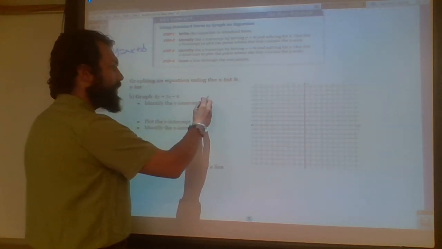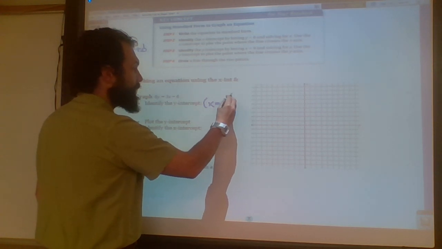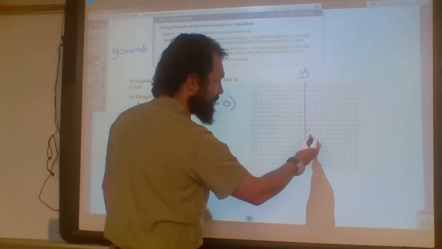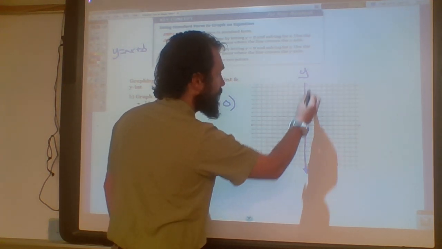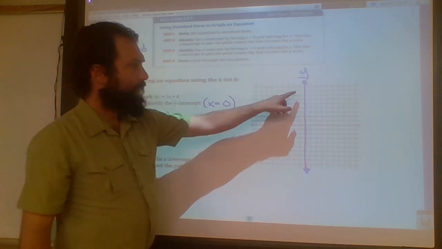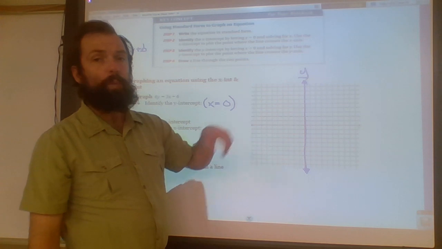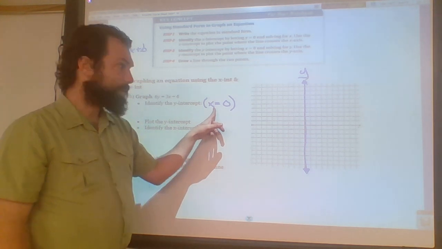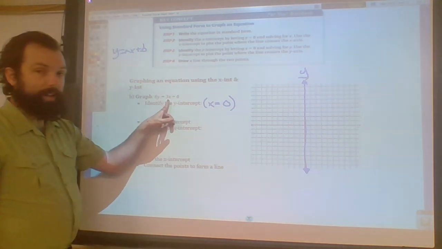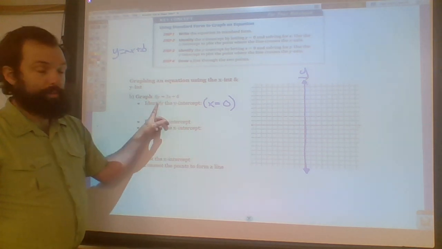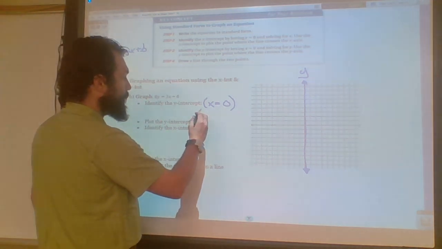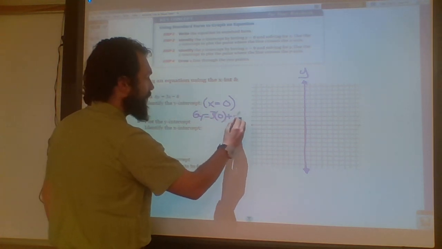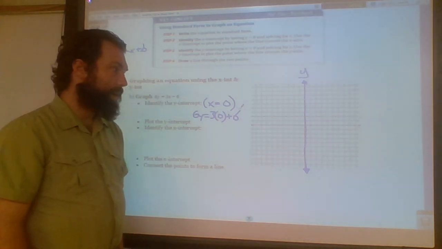Identifying the y-intercept, another interesting fact about the y-intercept, it's a special point because it's always on the y-axis. No matter what equation we're dealing with, if we're talking about a y-intercept, it's always on the y-axis. That means that x is always going to be 0. So that allows us to plug in a 0 for x into our equation here and solve for y. So I'm going to rewrite my equation, substituting a 0 for x.